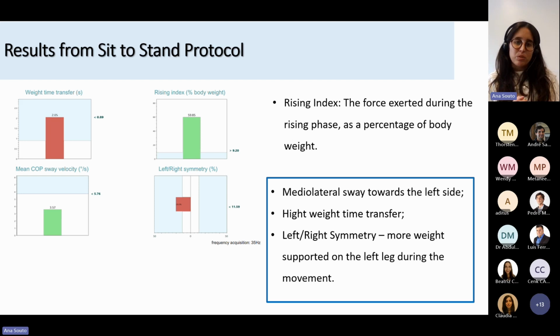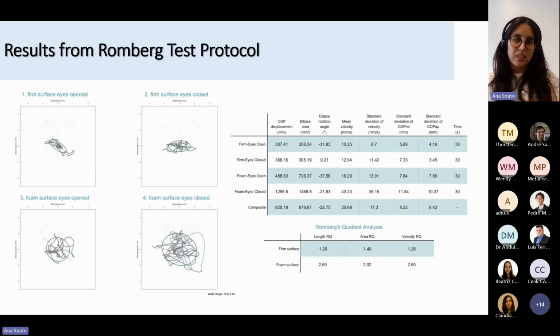It shows a mediolateral sway towards the left side. It has an increased weight transfer time, and it shows a great asymmetry in weight bearing, supporting more weight on the left leg during the movements and after.